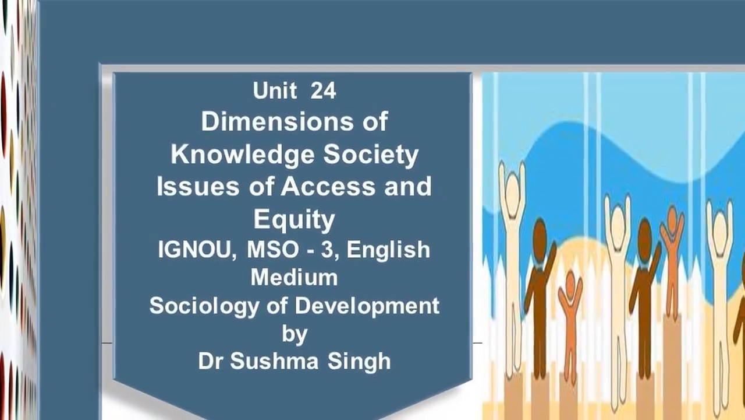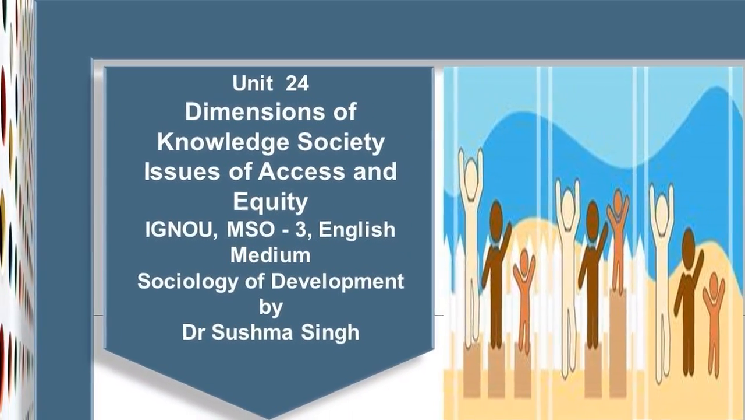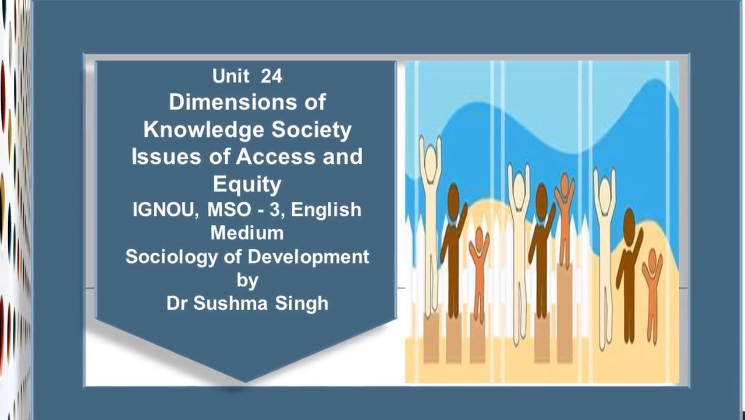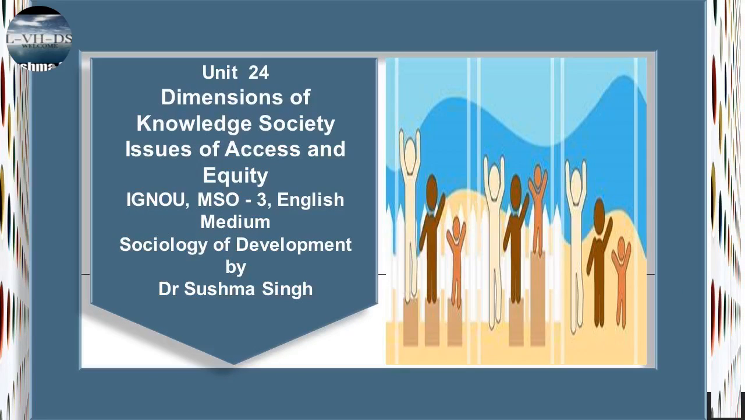Today in Unit 24, Dimensions of Knowledge Society, Issues of Access and Equity. We are going to start our lecture with the topic ICT Infrastructure and Knowledge Dissemination. In knowledge societies, not only the creation of knowledge is important, its dissemination and knowledge sharing with the world around is equally important. In the information age, ICTs are the main medium for knowledge dissemination.